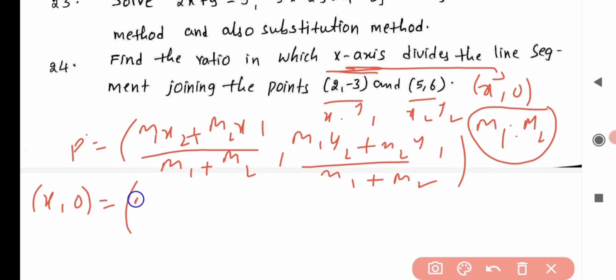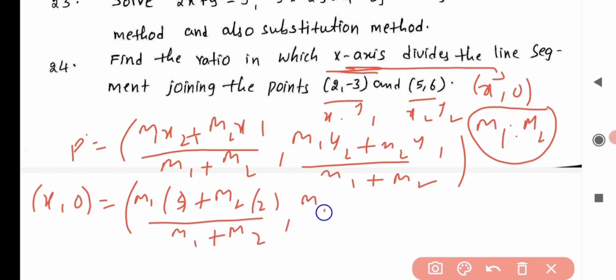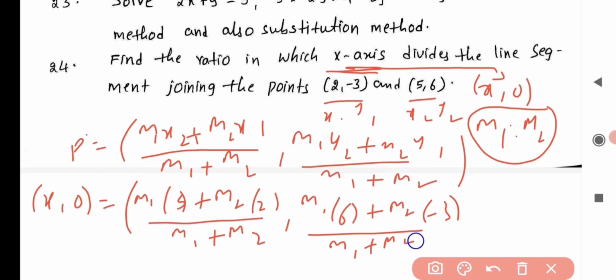So m1 we don't know. x2 means 5 into m1 plus m2 into x1, which is 2, by m1 plus m2. Next, m1 into y2, where y2 is 6, plus m2 into y1, which is -3, by m1 plus m2. In the middle you have the equal symbol. So this x equals this one, and 0 equals the y coordinate.